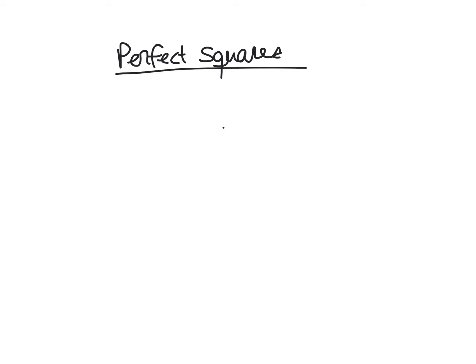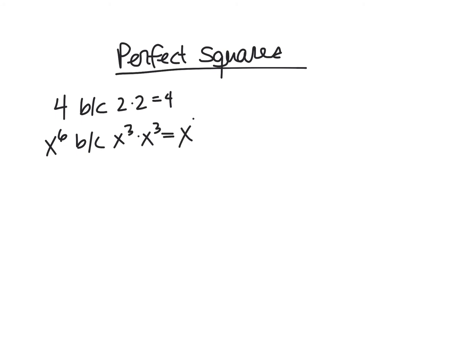Okay, so before we do our completing the square example, which by the way you have done before, you did it in geometry when you wrote equations of circles, so this should be familiar, I just want to explain to you why this process is what it is, so you have some context. A perfect square is a number that can be multiplied by itself. For instance, 4 is a perfect square because 2 times 2 equals 4. x to the 6th is a perfect square because x to the 3rd times x to the 3rd equals x to the 6th.